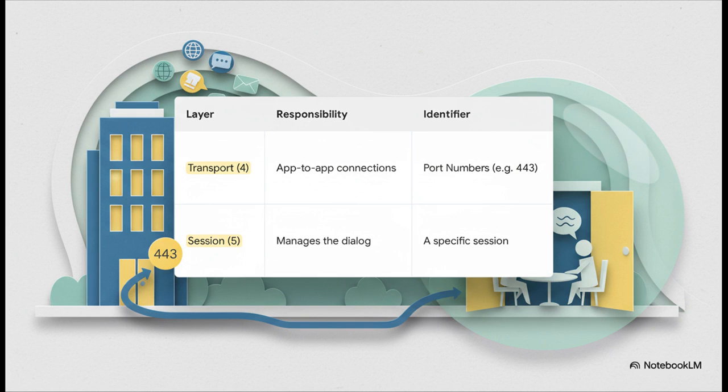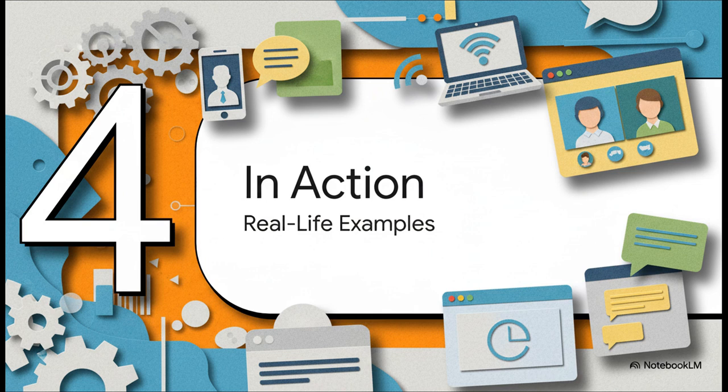Here's a simple way to think about it. Layer 4 finds the right room in the building. Layer 5 moderates the actual meeting happening inside that room. Okay, enough theory. Where do you actually see this invisible moderator doing its thing in your daily life? Well, the answer is pretty much everywhere you look online.